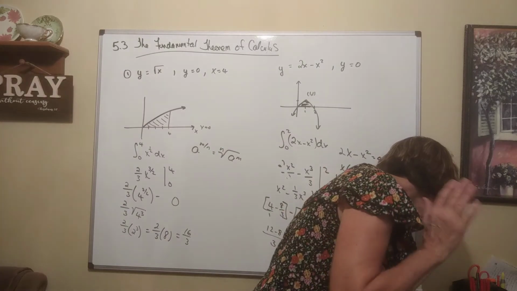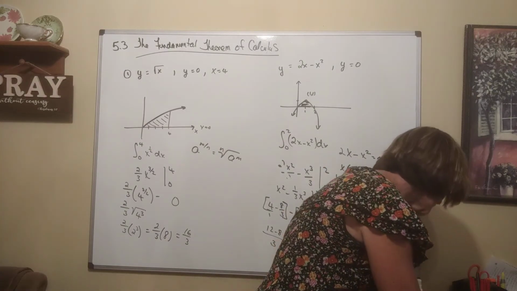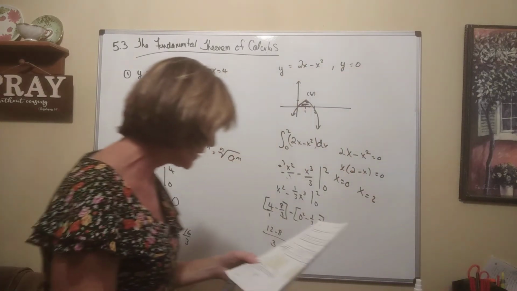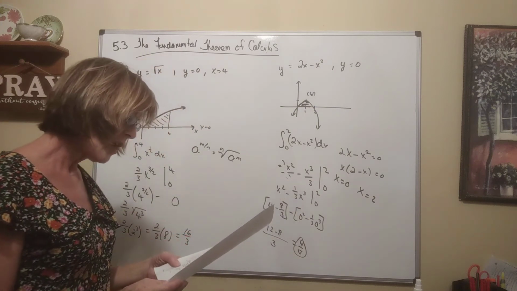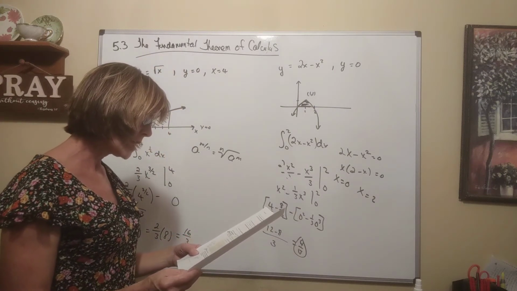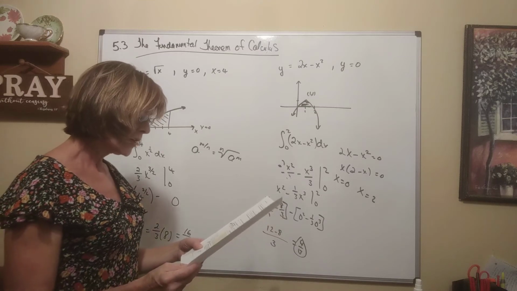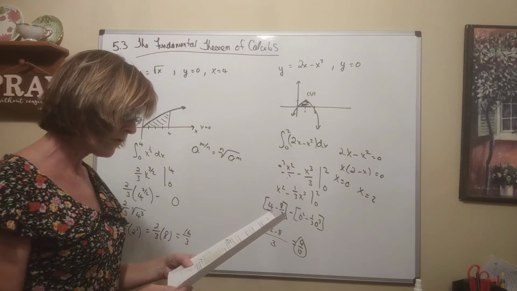Let's look at the next one, and it gives us this curve. I have it printed on there. It says the boundaries of the shaded region are the y-axis, and the line y is 1, and the curve y is equal to the 4th root of x.